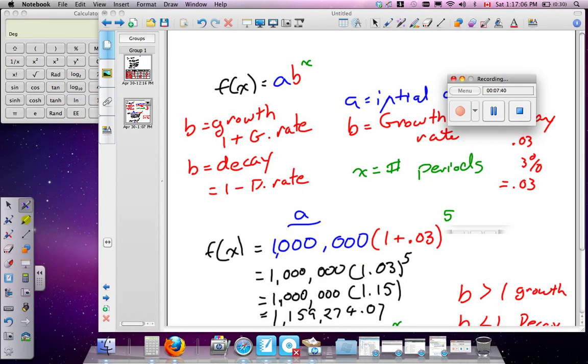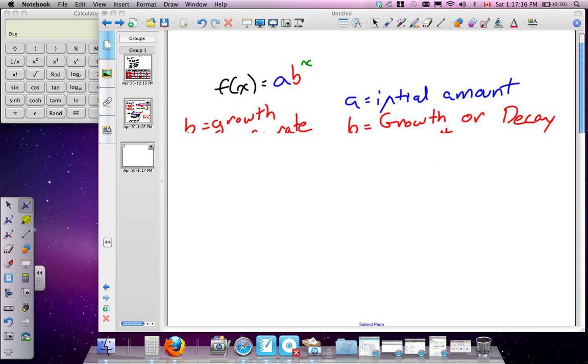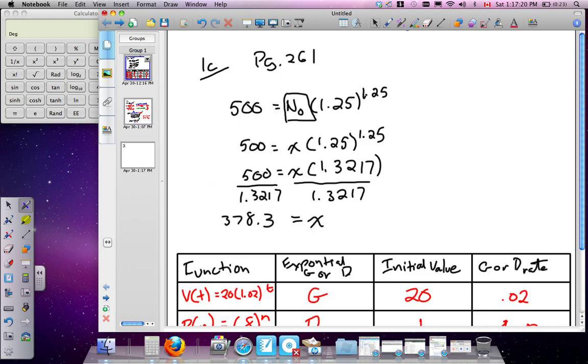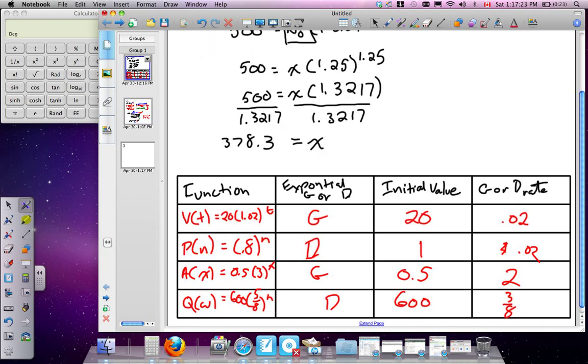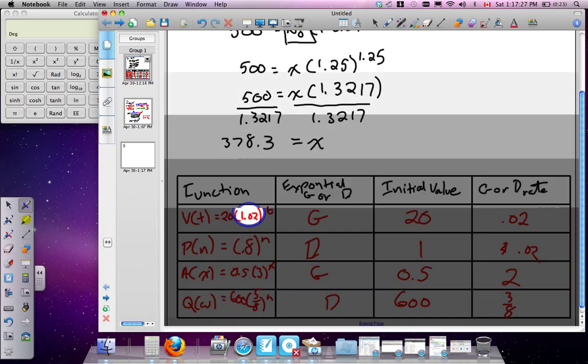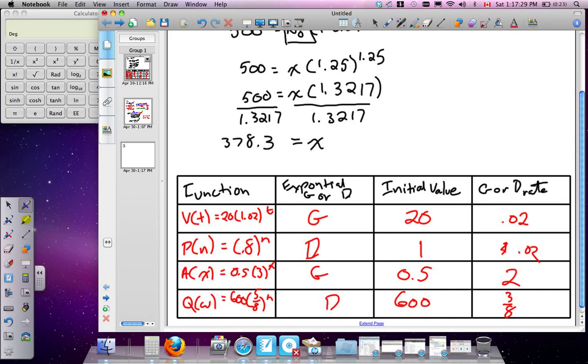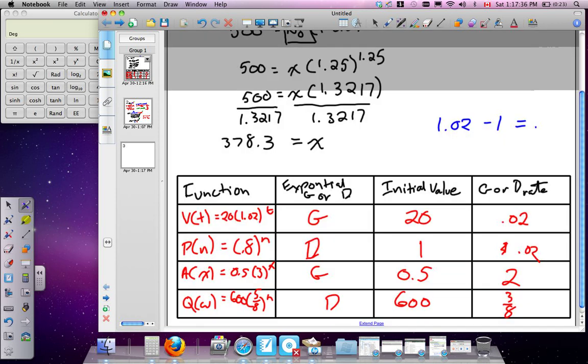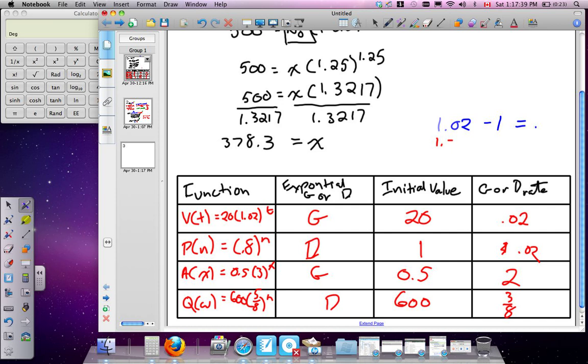Because the growth rate is always added to or subtracted from 1, assume 1 is the starting point. Anything added to 1 is your growth rate, or taken from 1. Let's go back up here. For this one, our B was 1.02. So I take 1.02 and subtract 1, and 0.02 is what's left over. The 1 is what we always start with, so we figure out what was added to the 1: 0.02. We knew it was growth because it was greater than 1, and our initial value A was 20. Does that make sense?